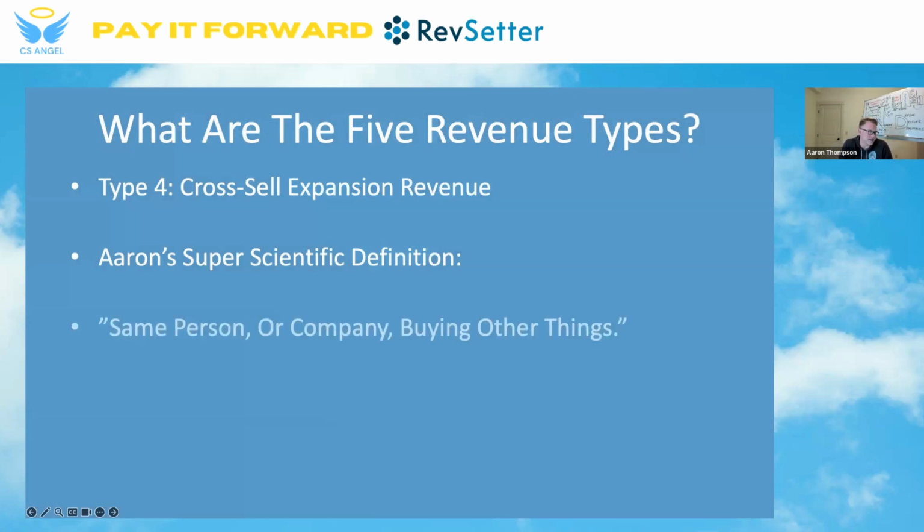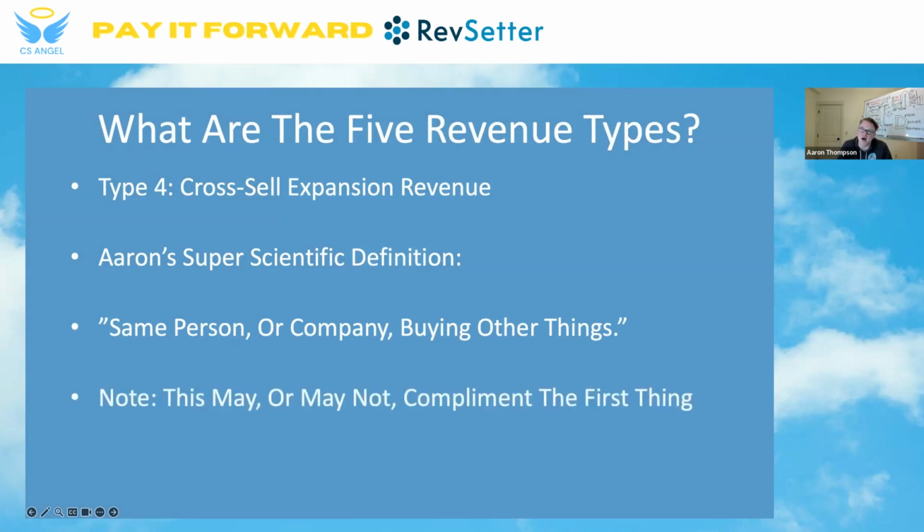So my super scientific definition there, buying other things. Same people still, but they bought a new SKU. This may or may not complement the first thing. It might go with it. It might be completely standalone. Doesn't really matter. At the end of the day, we have middle tier revenue acquisition cost here, meaning we know we're going to have to train you on something new.